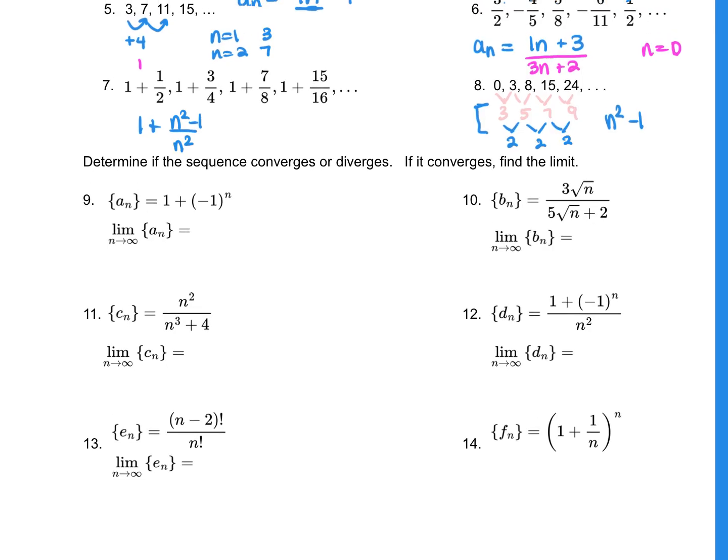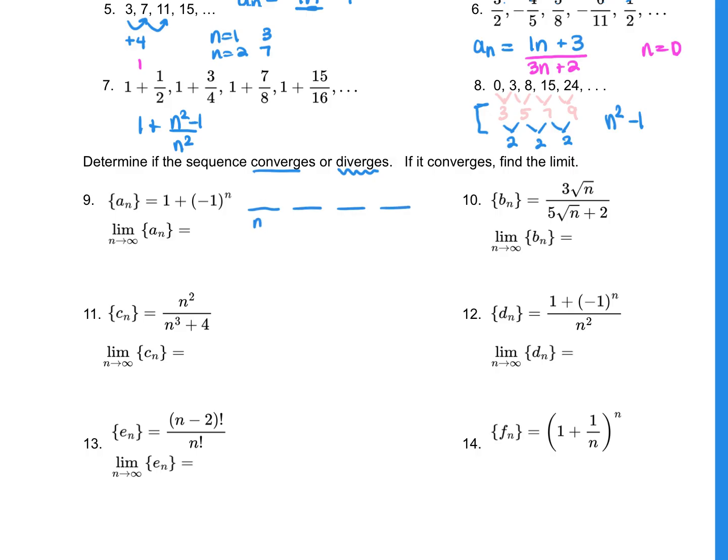Determine if the sequence converges or diverges. If it converges, find the limit. Now remember what it means for a convergent series. That means the limit exists and is finite. Diverges means the limit does not exist, it's infinity, or it doesn't exist at all, it's alternating or something like that. So 1 plus negative 1 to the n. Not a limit that we're normally used to, so I'm going to go ahead and write out a couple terms.